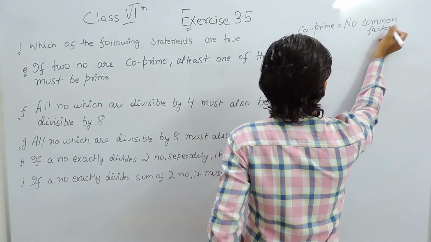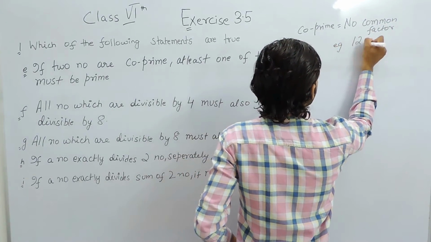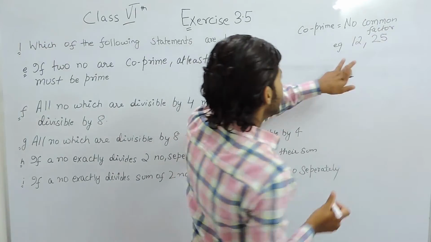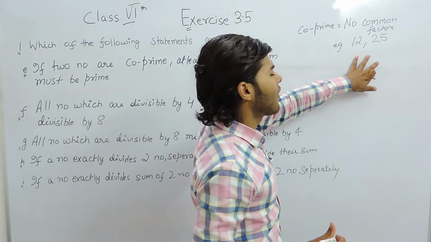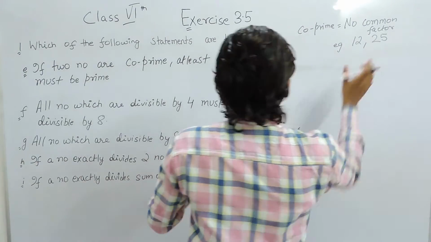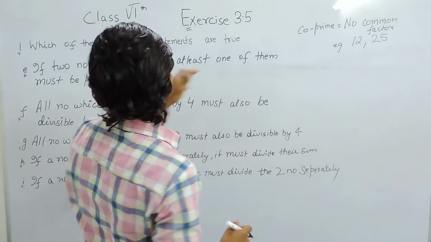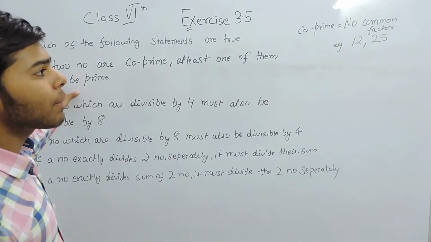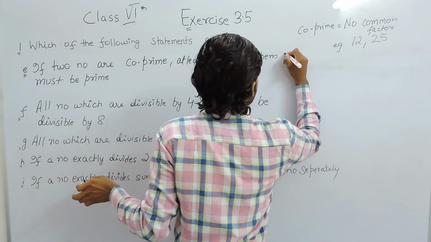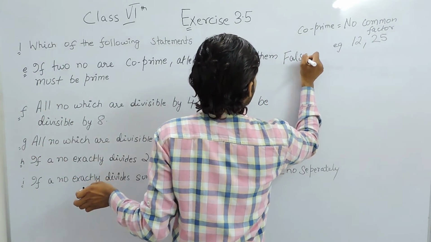So here we can take an example of 12 and 25. These two numbers are not having any common factor and neither of them are prime. So these two are co-prime numbers, but the question says it must be prime, but none of them are prime, so this statement is false.